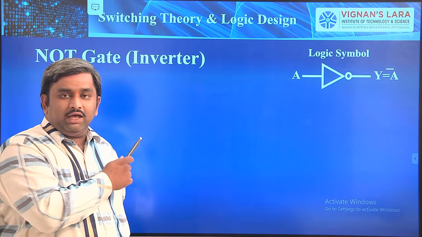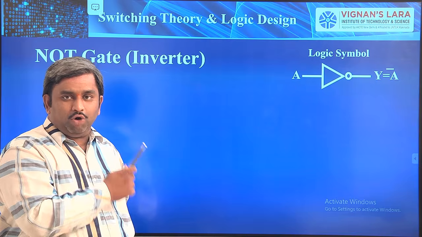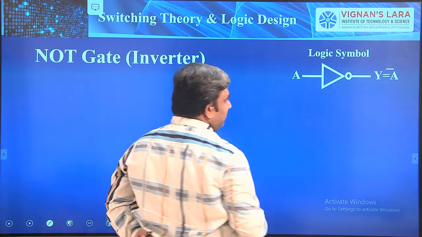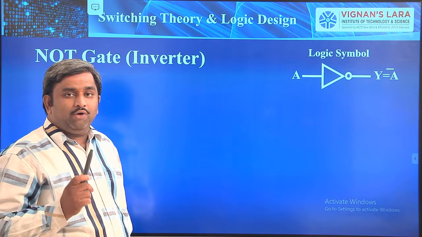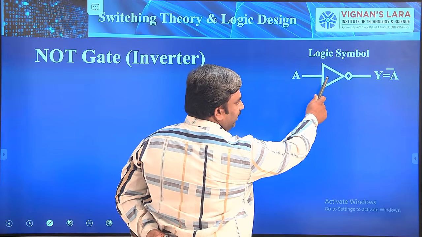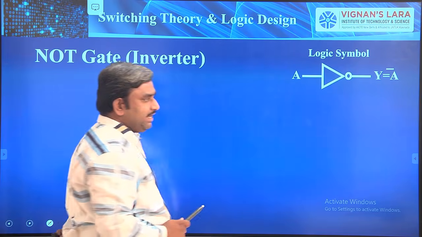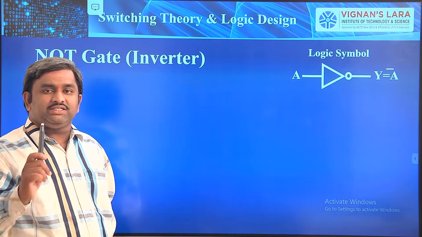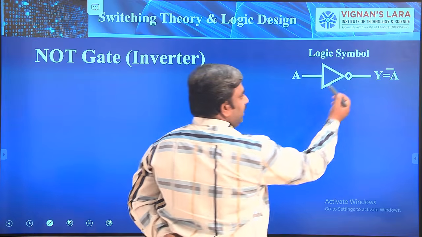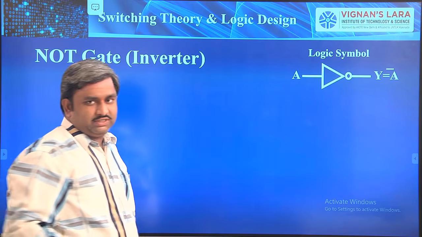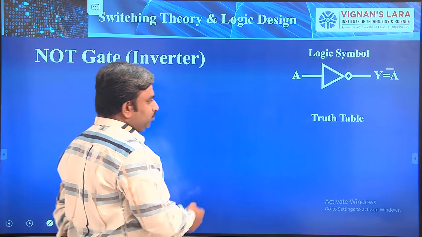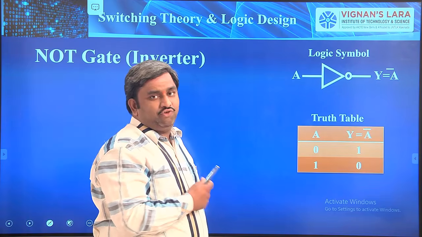Coming to the basic logic symbol for the NOT gate or inverter, you can call it either. This is the logic symbol of the inverter, and you have to remember this important point: the inverter consists of a triangular symbol followed by a circle. This is the NOT gate symbol. Whatever information you give at the input side, it will take the complement at the output side.